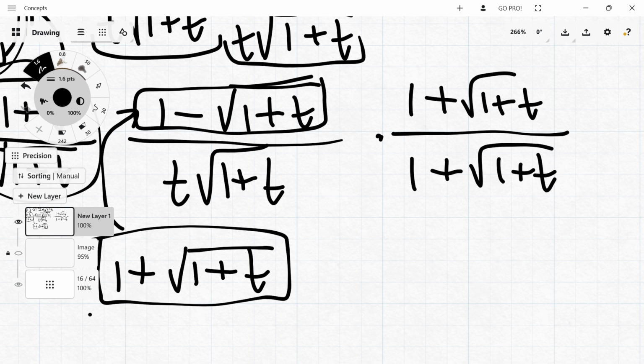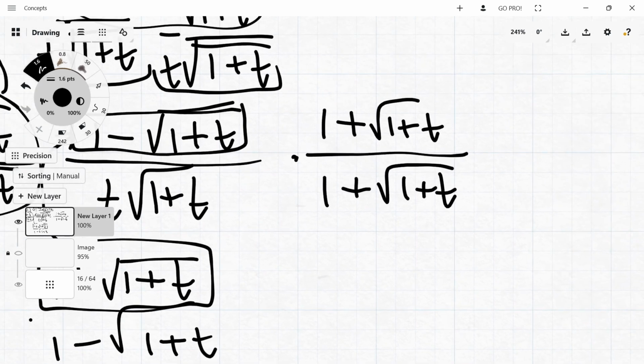Now you're probably wondering why we do this. It's because if you were to multiply by 1 minus square root of 1 plus t over itself, it would technically be the same thing, like you'd still be multiplying by 1. It just wouldn't work as well because it's not the conjugate. So I'll show you why.